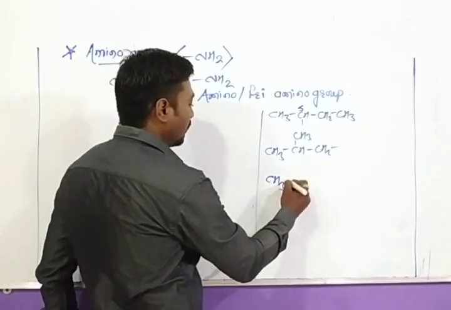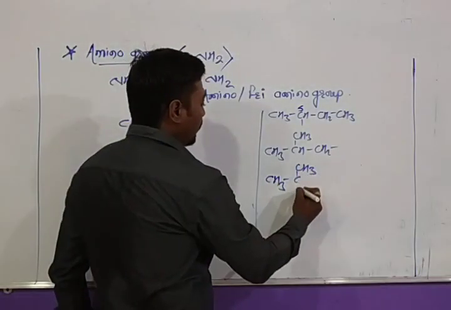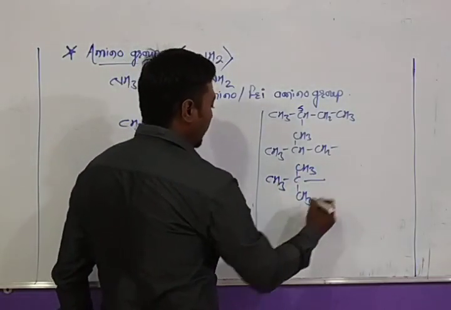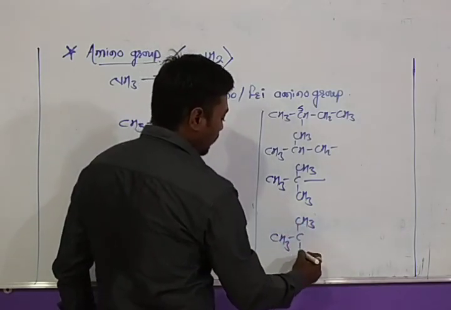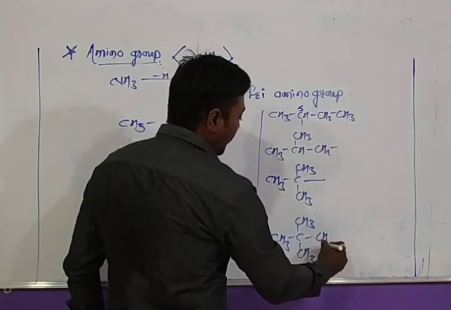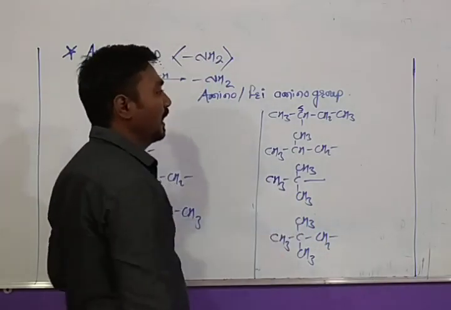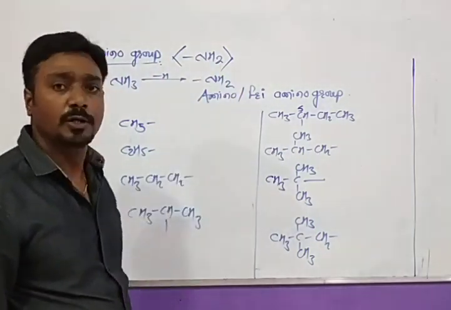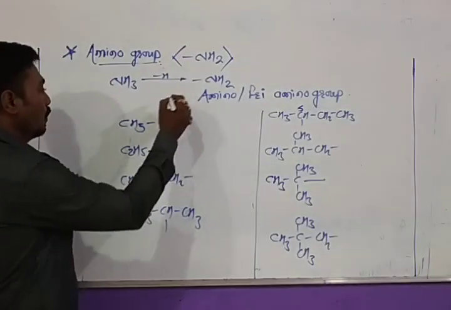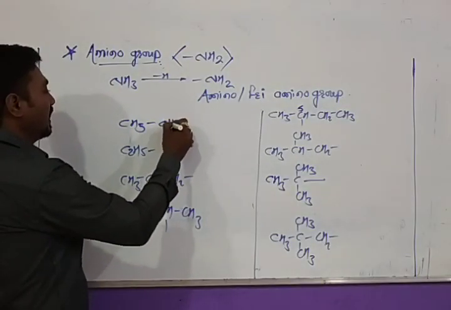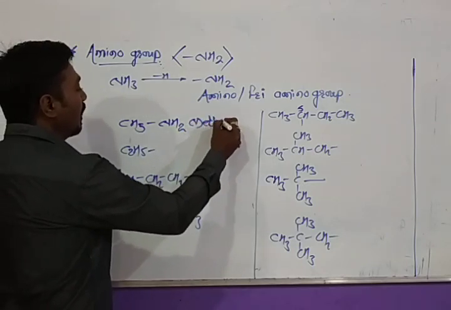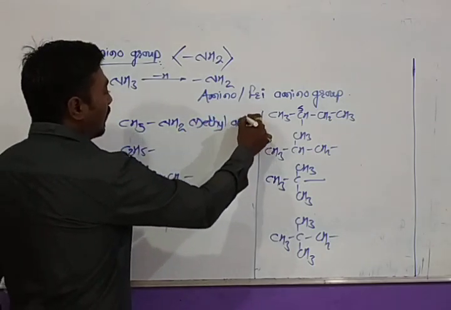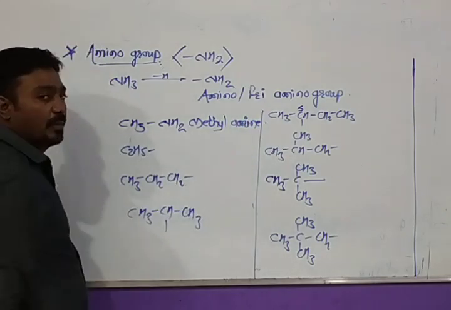This one is tertiary butyl group, and the last one is neopentyl group. You can take any other example that we have discussed previously. So, what will happen if the NH2 group is attached to the methyl group? The compound formed will be methyl amine, and it is always a primary amine.